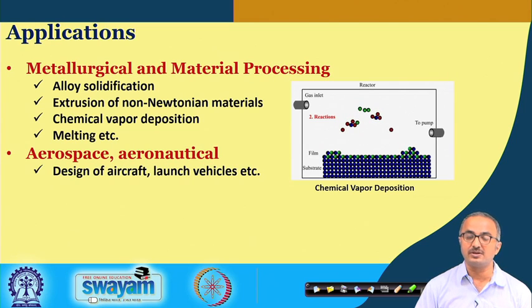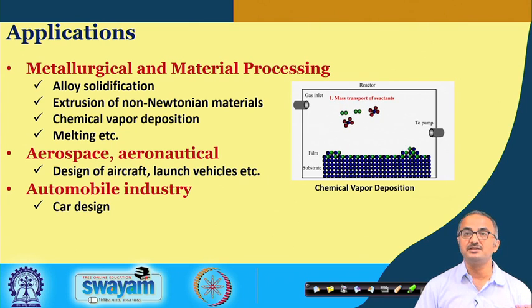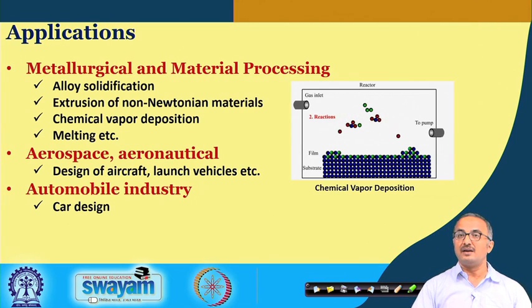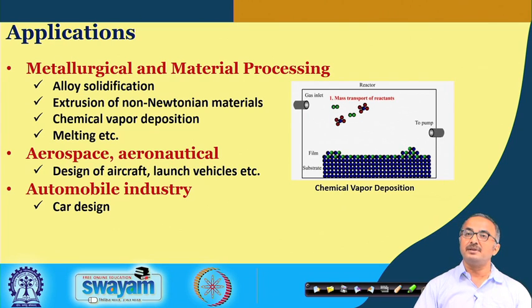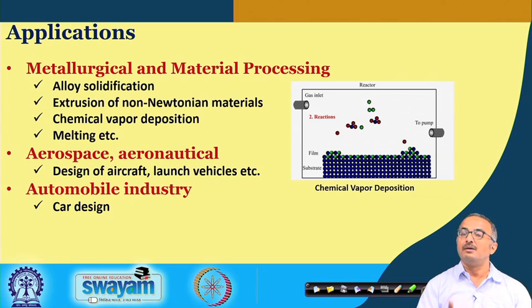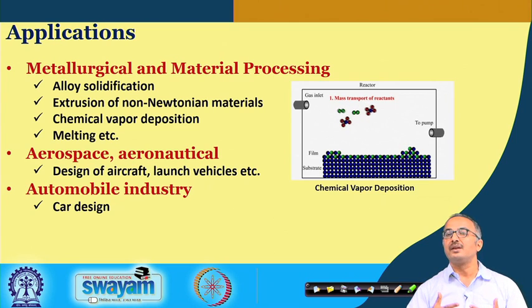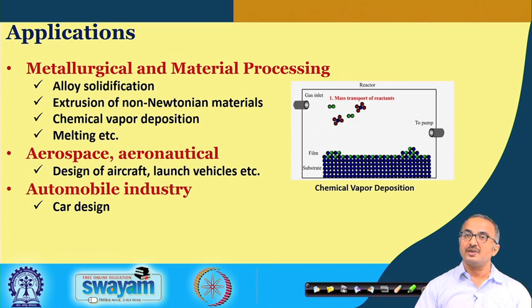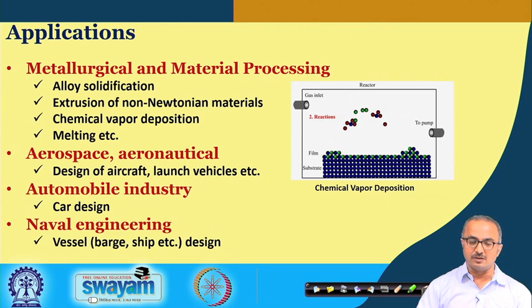Then we have aerospace or aeronautical applications, where we design space vehicles and aircraft using these balance equations. In the automobile industry, you can see there are so many types of car designs available in the market. All the designs take place in some kind of wind tunnel, where we study how a car or other things like aircraft move, how they are affected by the surrounding air, and what kind of drag they experience. Because the drag is correlated with fuel consumption, everything is correlated, so we need these balance equations.